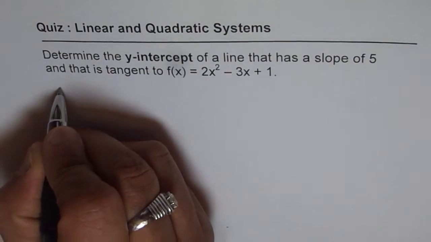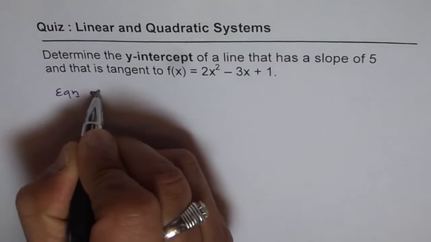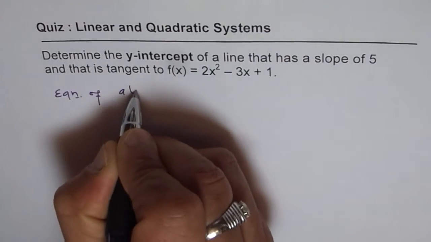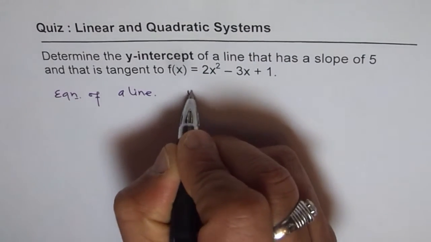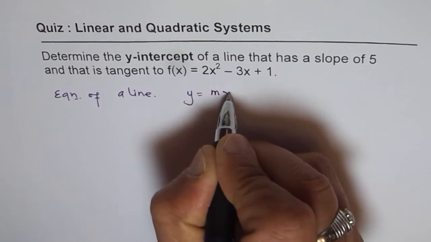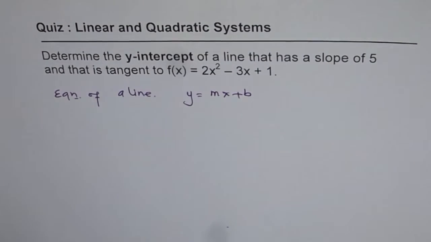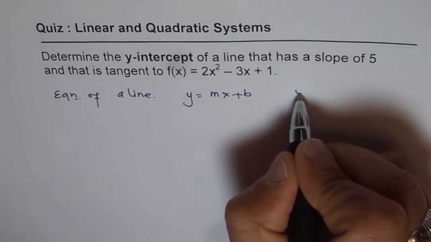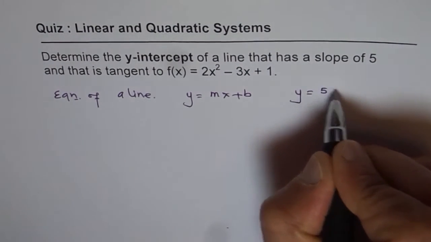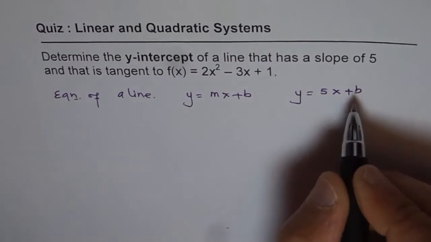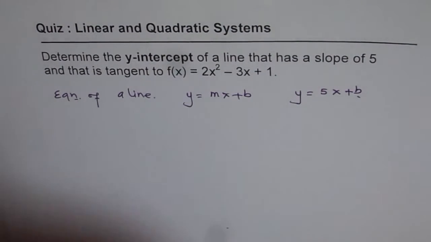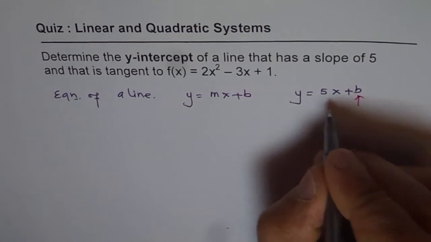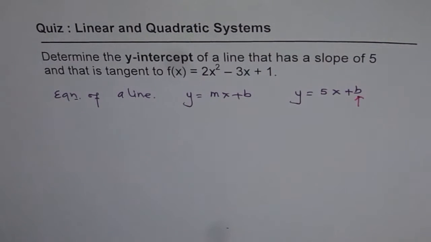The equation of a line could be written as y equals mx plus b. This is how we normally write the equation of a line. We are given the slope, right? So we can write this as y equals 5x plus b, and this is what we need to find, that is the y-intercept. So we need to find what b is and let that be the equation of the line.